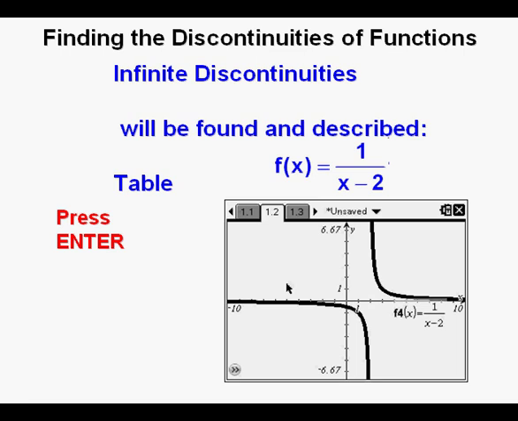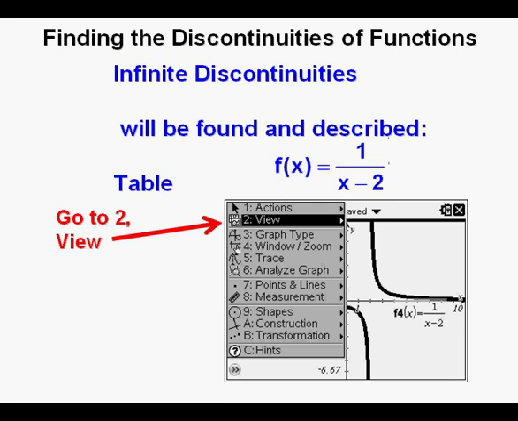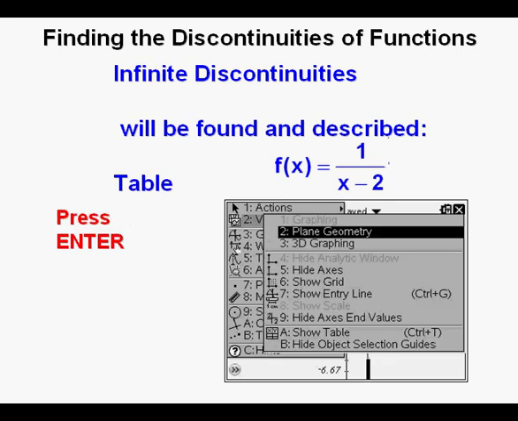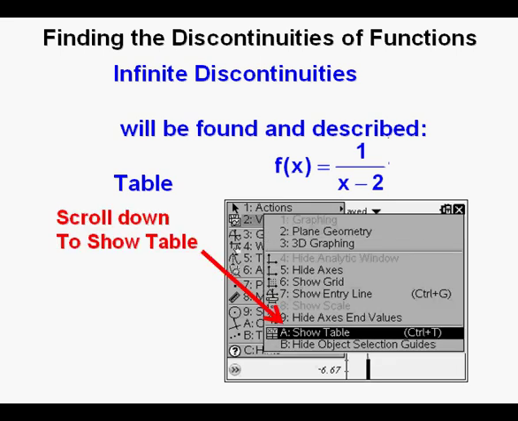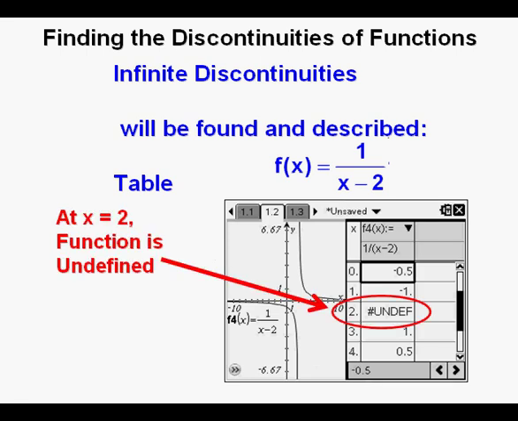Press the menu key. We see all the menu options. Go down to 2, view. Press enter. Scroll down to view table. Press enter. We see in the table that where x is 2, the output is described as undefined.